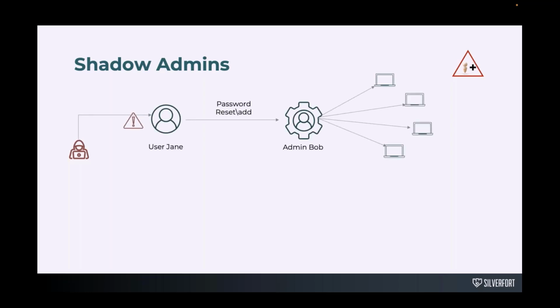What is a shadow admin? For our purpose, it's a user that, for some reason, probably some misconfiguration or someone messed up, has power over others. The Active Directory permission tree is extremely complicated to manage. We have the user Jane. The user Jane, for some reason, has the ability to reset a password or add a group. She can modify the legitimate admin Bob. Admin Bob is a true admin. User Jane is a standard user that has been assigned this privilege by mistake.